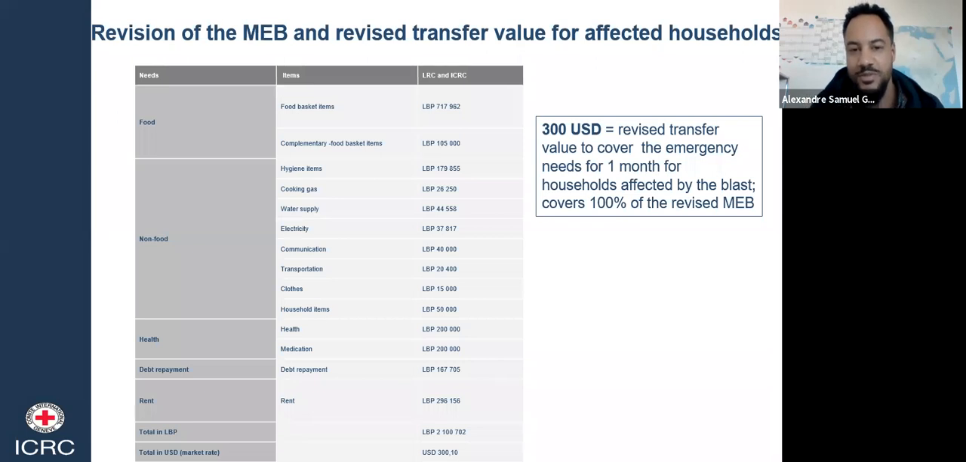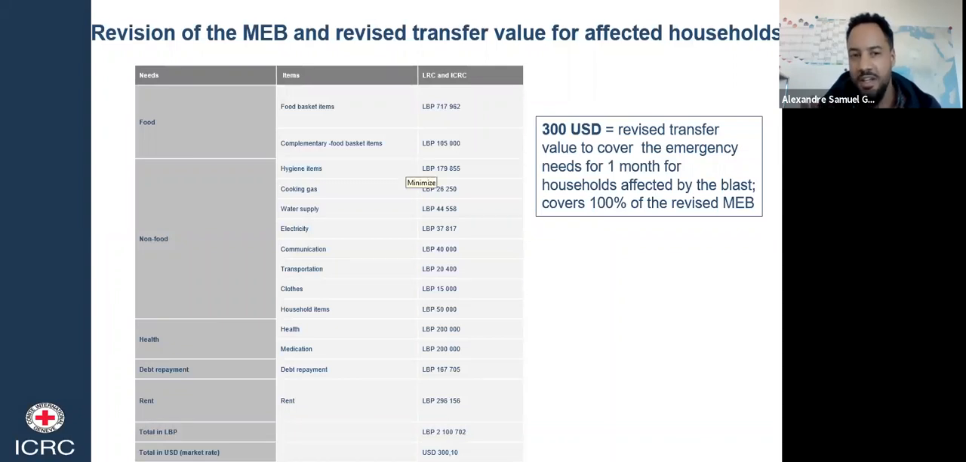So this is my last slide, right? It's a bit small, sorry for this. I'm not going to go through all the details here, but it's just to give you a breakdown of this amount. We came up with the figure of $300 for a family of 5 people to cover their emergency month for 1 month, okay? And this transfer value of 300 was meant to cover 100% of the revised MEB. So this was some work done internally within the movement, okay?